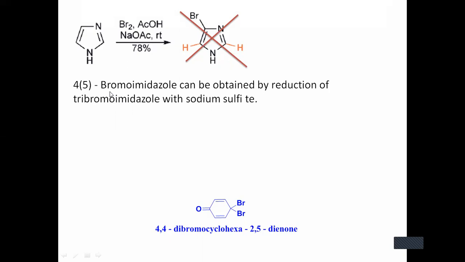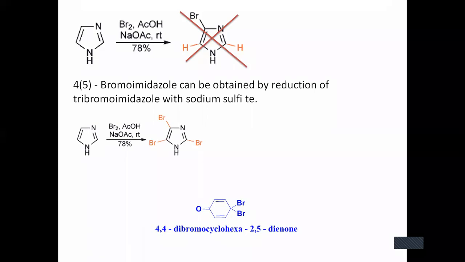Means bromine can be at the 4 position in this resonance structure. When you draw another resonance structure, the bromine will be at the 5th position. So there is a 4,5-bromo imidazole. If you want 4,5-bromo imidazole, we have to go for another method. What is the method? First of all, you do the simple bromination.